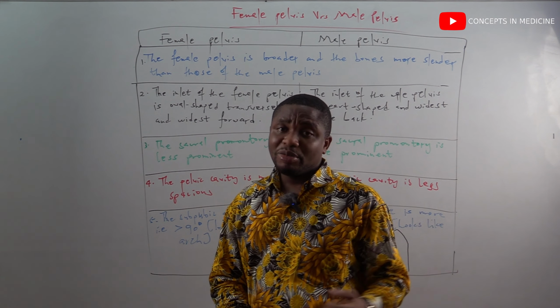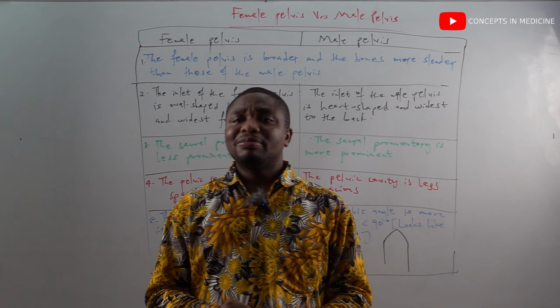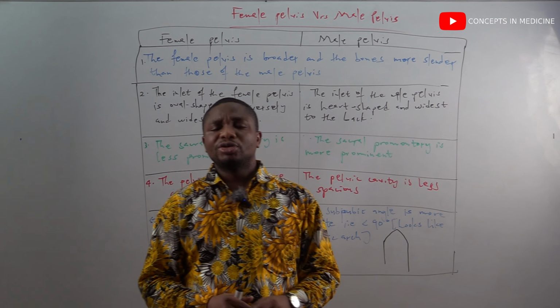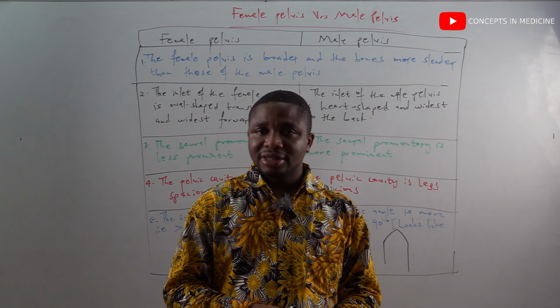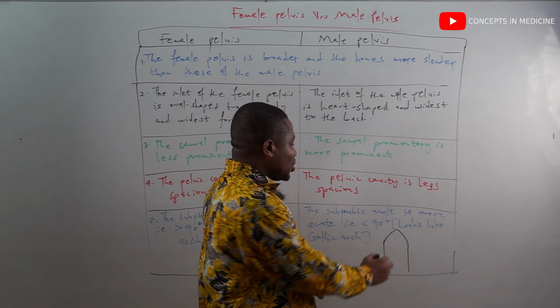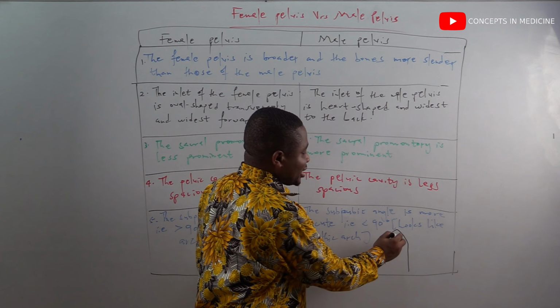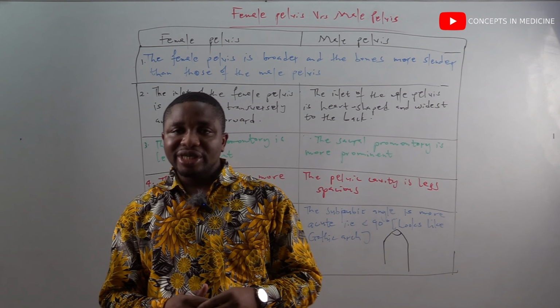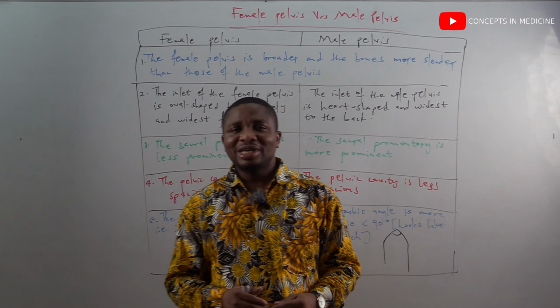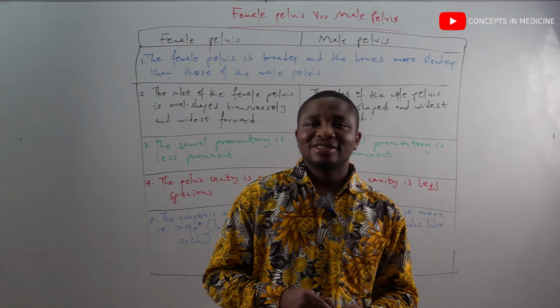But if we take the subpubic angle of the male pelvis, it is more acute, meaning that the angle will be less than 90 degrees. And it looks like a Gothic arch. Look at the Gothic arch. It's looking as if it's pointed. So you can see that that angle is less than 90 degrees. I hope this clears your doubts about the differences.